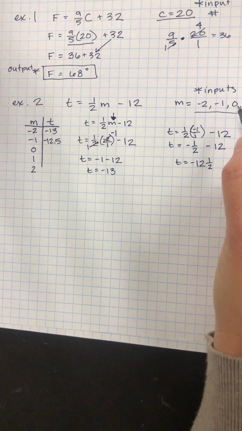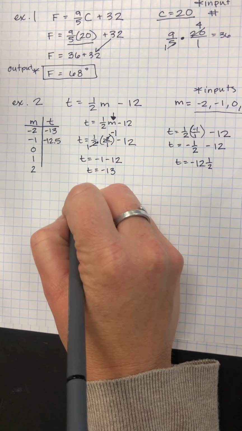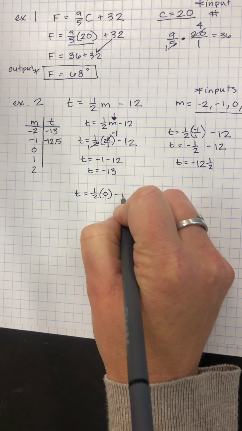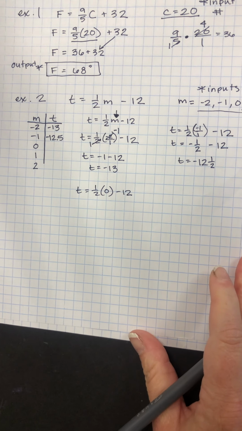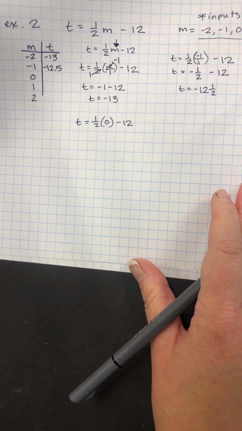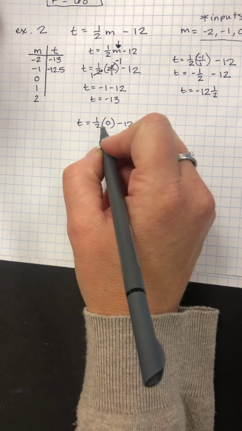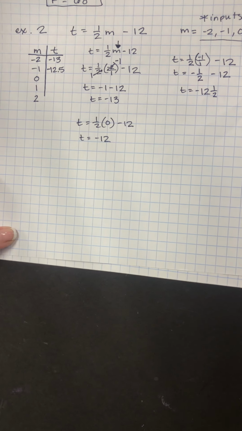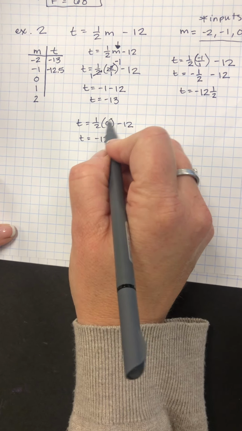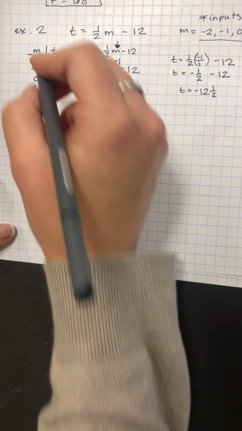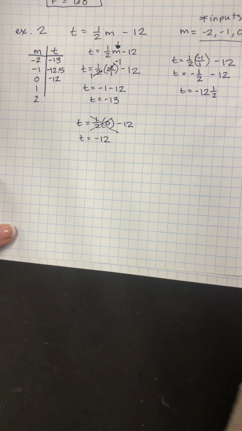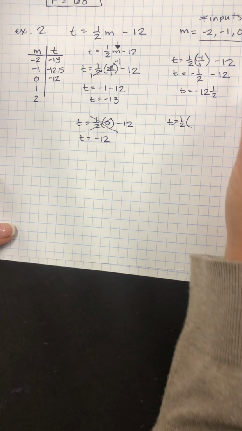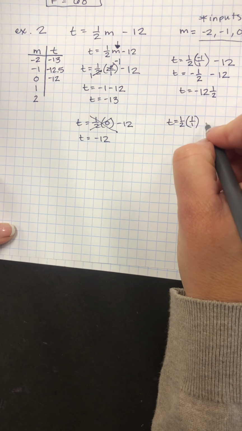Next up, 0. My next number is 0 to plug in. So t equals 1/2 times 0 minus 12. Okay, so everything times 0 is 0, so I have t equals negative 12. Right, anything times 0 is 0, so I just have negative 12, so I can throw that right into my table. Next up, t equals 1/2 times, my next number is 1 minus 12.